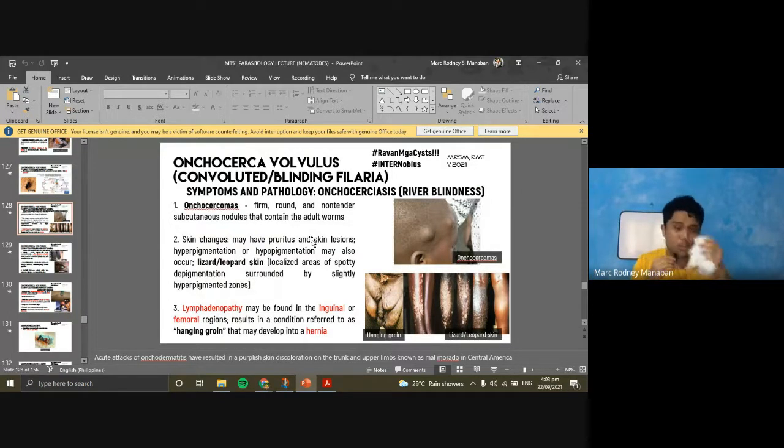Number one, it can cause onchocercoma. Onchocercomas are nodules, all right, that can be found in the body, all right? Pwede siya sa imuhang extremities, pwede po siya sa head. Now, these nodules may contain adult worms. So, pag open din mo sa nodules, there could be worms that can be found. Okay. Next, of course, because it resides within the subcutaneous tissue, it can lead to skin changes, no?